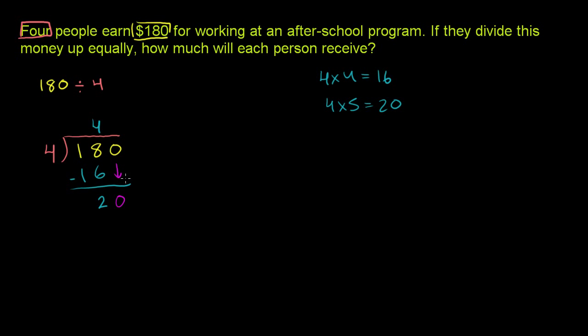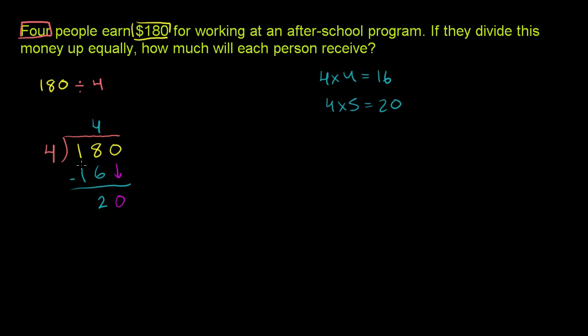But if you just think about the process, you say, OK, what's the smallest? If I just go with the 1, 4 doesn't go into it. So let me move on. So let me look at the 1 and the 8. 18. 4 goes into that 4 times. 4 times 4 is 16. Subtract from 18, you get a 2.